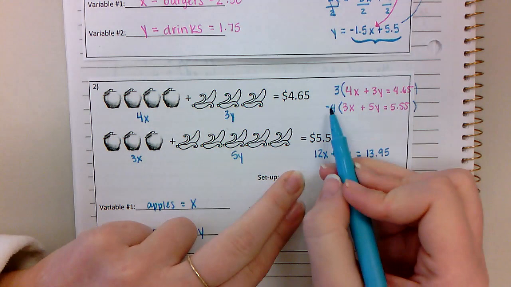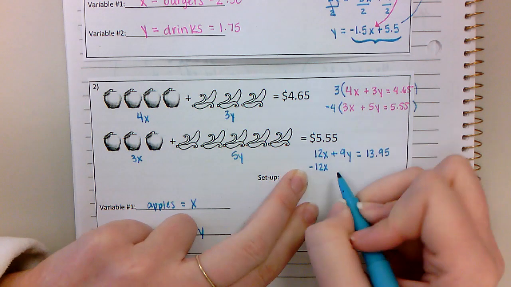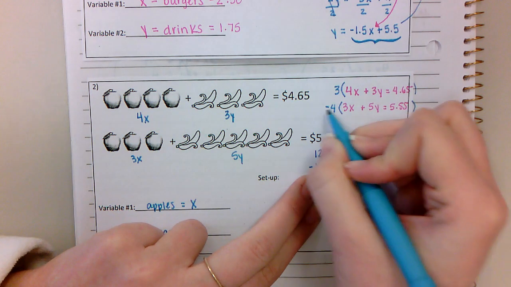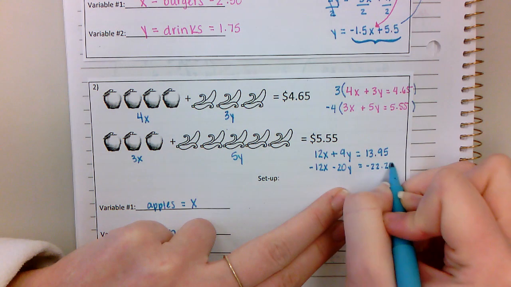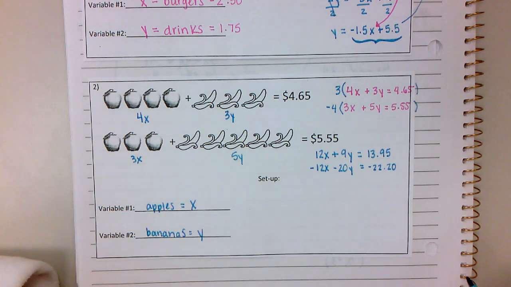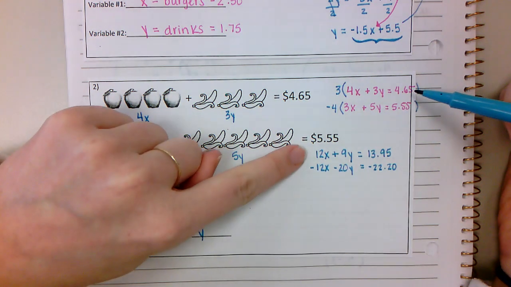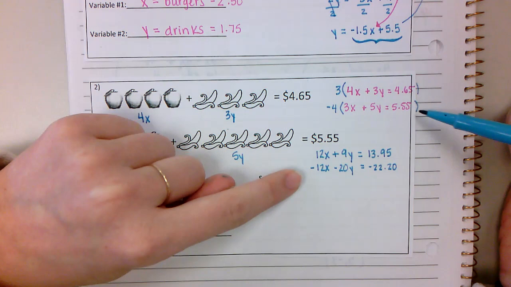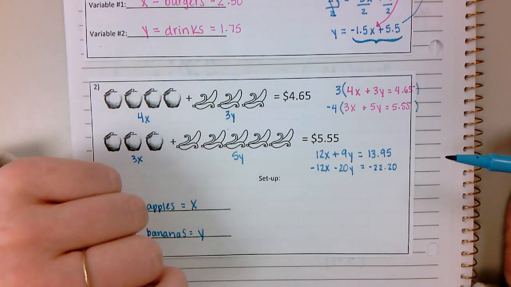Now let's do the bottom equation. Negative 4 times 3x is negative 12x. Negative 4 times 5y is negative 20y. And negative 4 times 5.55 is negative 22.20. So now my new equations, this first equation is tripled. All of the values are 3 times bigger. And these, all of the values are 4 times bigger, but they're all the opposite signs that they were originally.